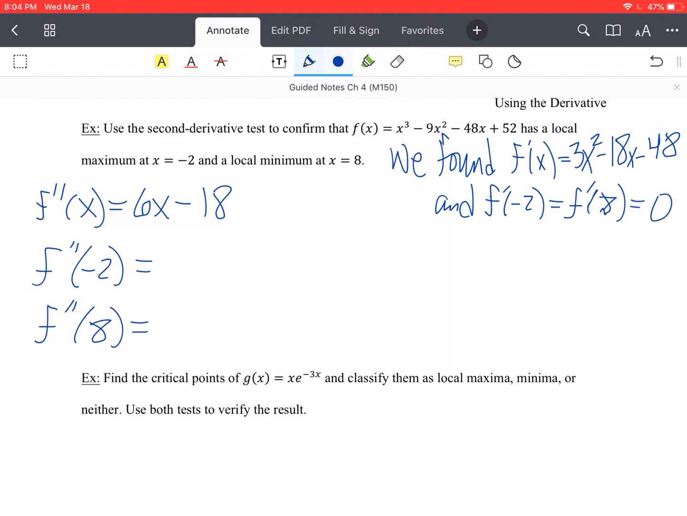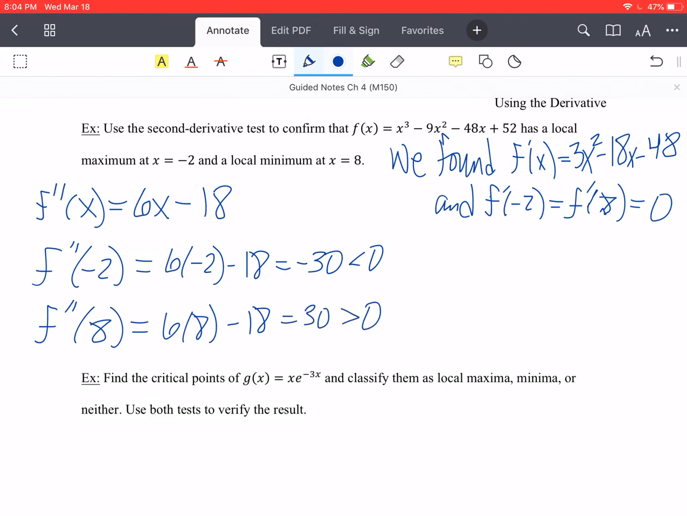Okay, so at -2, we get 6 times -2 minus 18. That's -12 minus 18 is -30, which of course is less than 0. And 6 times 8 minus 18, that's 48 minus 18 is positive 30. It really doesn't matter what the number is. All that matters is whether it's positive or negative.